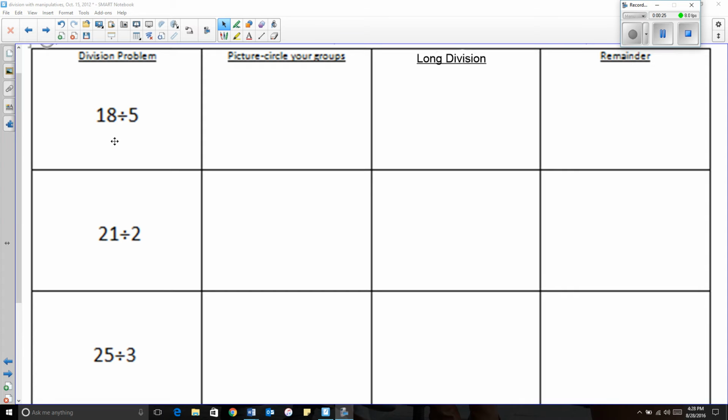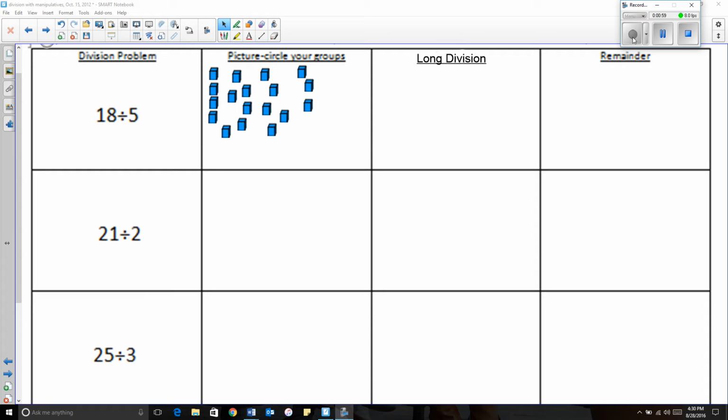So looking at the first problem, 18 divided by 5, the first number, 18, is called the dividend. This second number, the one I'm dividing by, is my divisor. So the dividend is the number of whatever you have. So I have 18 of something. It could be $18, 18 tacos, 18 blocks. And the number you're dividing by, your divisor, is what you're making groups of. So I have 18 blocks. So right now, I want you to go ahead and pull out 18 blocks.